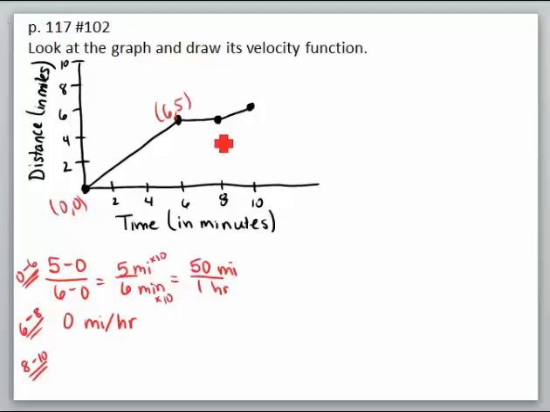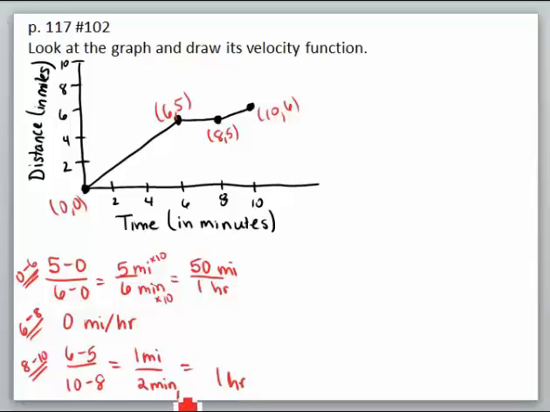And then from 8 to 10, let's see, this point right here is (8, 5), and this point right here is (10, 6). So we're going to find the slope of it. So we go y minus y, 6 minus 5, over 10 minus 8. So this gives me 1 mile every 2 minutes. Well, that would mean, to change this to be 1 hour, I would be multiplying this times 30, because that would give me 60 minutes. So times this by 30, and I'll get 30 miles per hour.